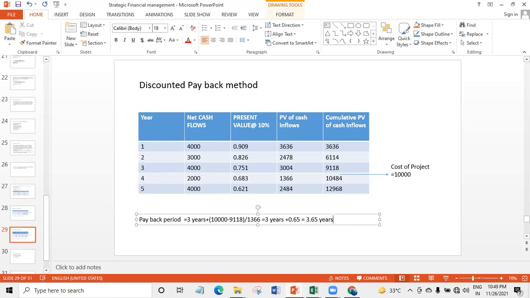So this is the discounted payback method.